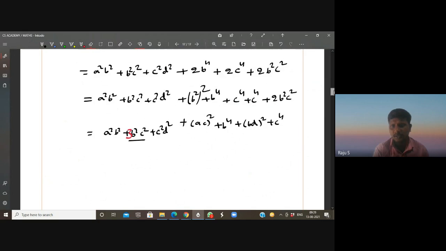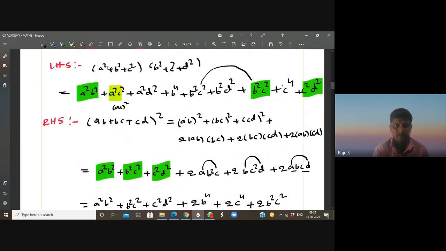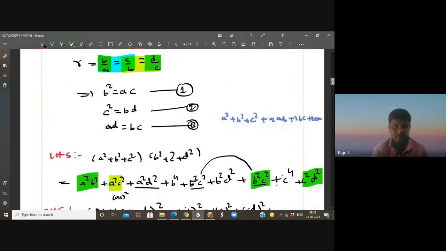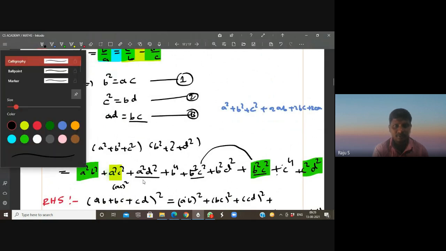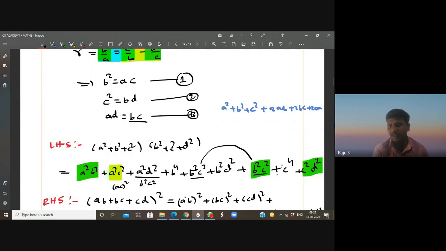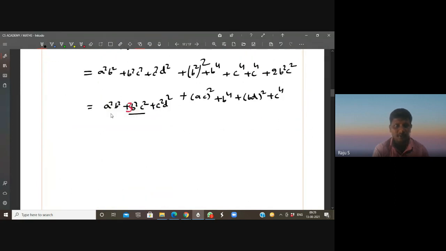Let's see whether 3 B square C square are there in LHS also. B square, this is 1, this is 2. Where is the other one? What is A square D? AD whole square, what is its value? AD is equal to BC, no? Understood? Yes, this is B square C square. Finally, we have to write after expanding this. Therefore, LHS equal to RHS.